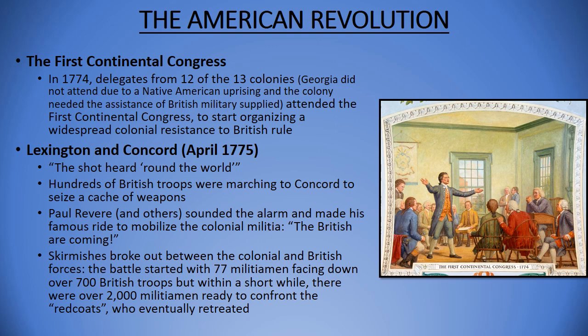Lots of skirmishes broke out between the colonial and British forces. The battle actually started with 77 colonial militiamen facing 700 British troops. Pretty courageous feat right there. But soon enough, the word kept getting out thanks to the Sons of Liberty, and eventually there were 2,000 colonial militia confronting the 700 redcoats. So the British eventually were like, okay, we're outnumbered, let's run. So it was a major battle and an early victory for the colonists.